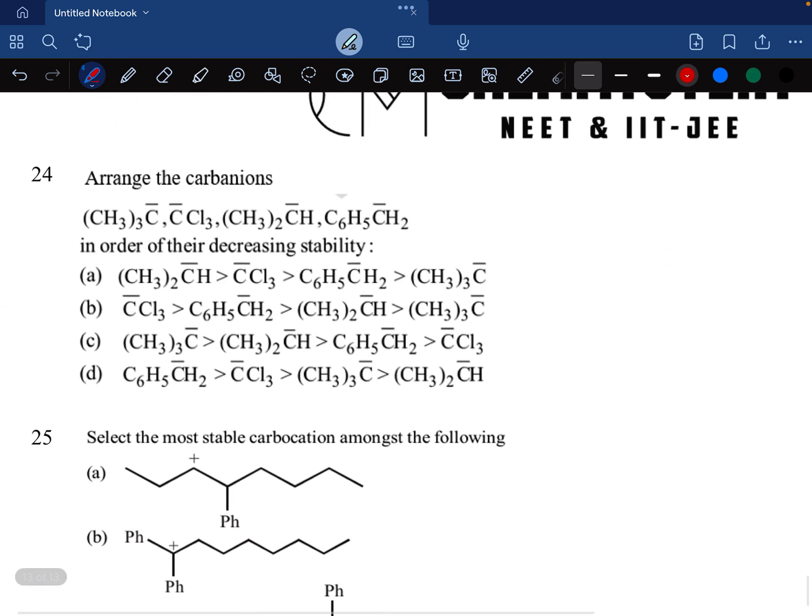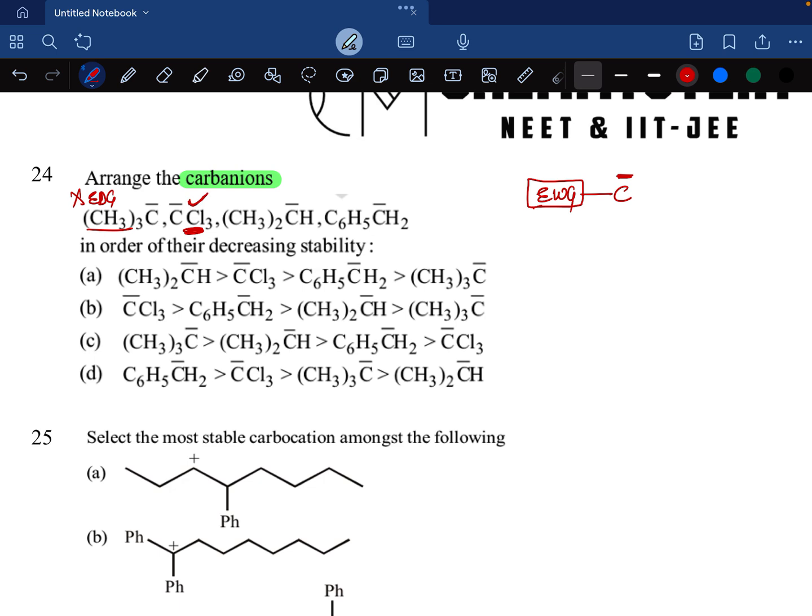24. Arrange the carbanions in the order of their decreasing stability. Stability of the carbanions we need to check. What is the stability factor? Let's understand. Carbanion means electron density high. We need to put electron withdrawing groups, not donating groups. Methyl is an electron donating group, so this will lead to instability of the system. Whereas if I provide chlorine, this will pull the electron density out.